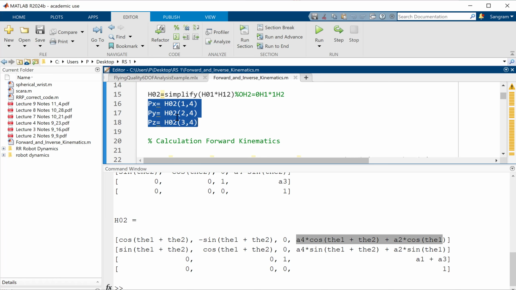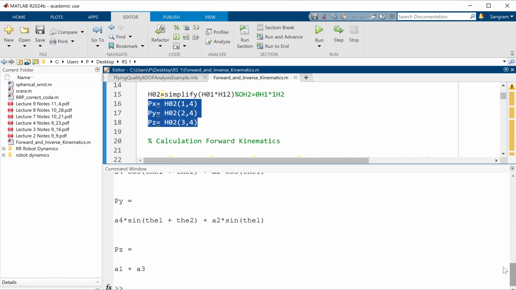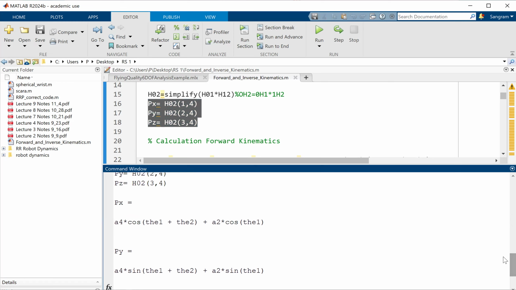So I will click and say evaluate. And can you see that it gave me a very nice expression? Px is equal to something, Py is equal to something, and Pz is equal to something. Do you agree with me?